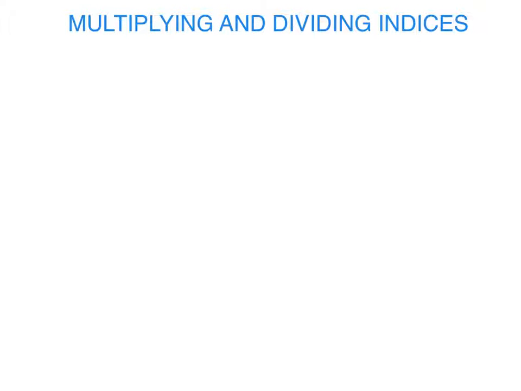Today, talking to you about multiplying and dividing indices. So first, let's go ahead and look at what they actually are. You've probably seen something like this before in your life: 4 with a little 5 to the top right of it. And we read that as 4 to the power of 5.